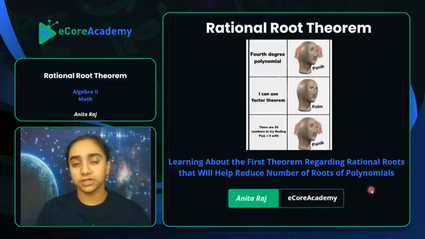So again, we're first going to be learning about this first theorem. It's about rational roots. As you can see, the rational root theorem is going to help us in reducing the number of roots of polynomials. So what does this mean? The rational root theorem, we'll think of the word rational. When we talk about rational numbers, we're talking about numbers we can express with a finite number of digits when expressed as a decimal, or with a set series of digits that repeat as a decimal.